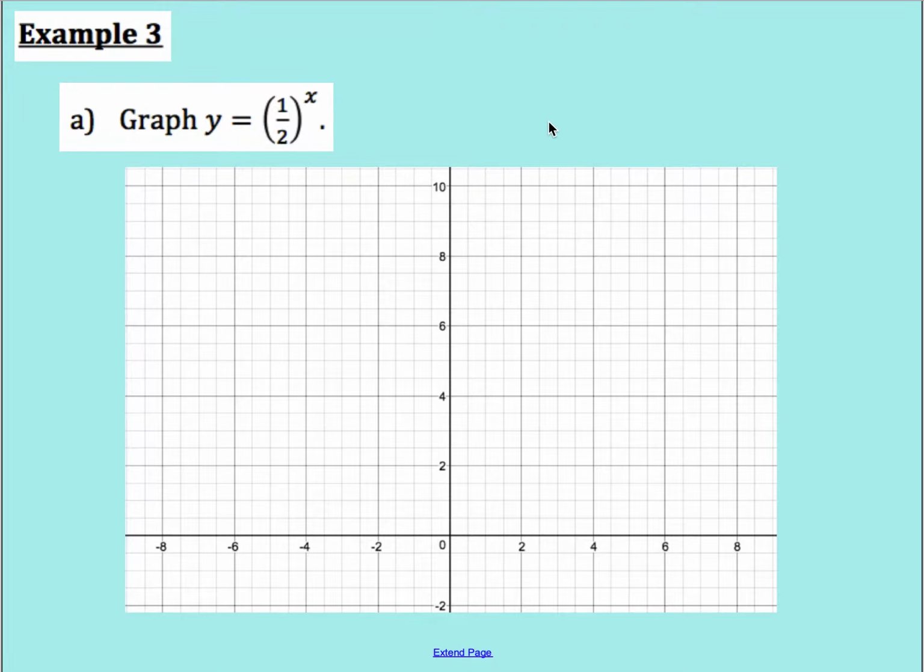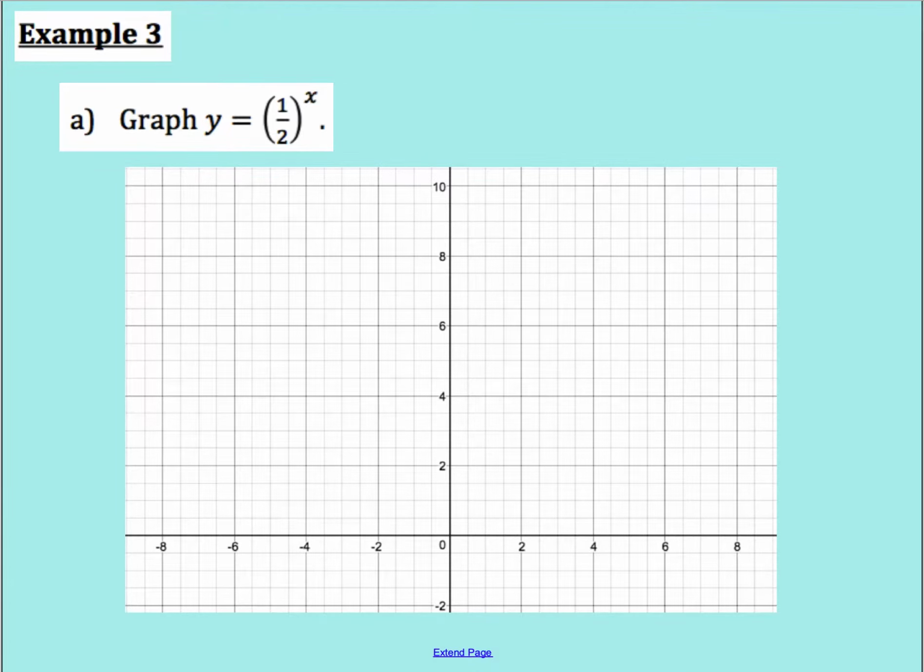All right, we're going to go ahead and graph example 3. It's y equals 1/2 to the x. I know it's an exponential function because x is in the exponent. And then, is it an exponential growth or decay? Depends on this value here. Since this number is in between 0 and 1, it's actually an exponential decay. So when I graph it, I should see that it goes down from left to right.